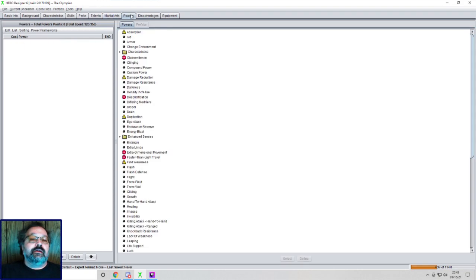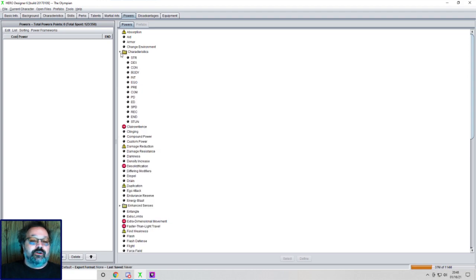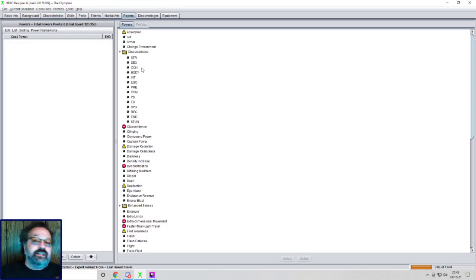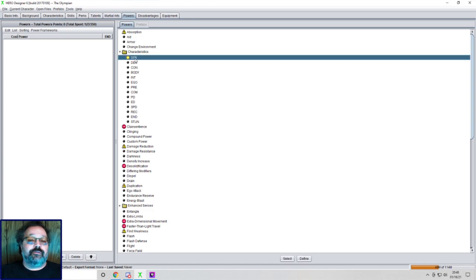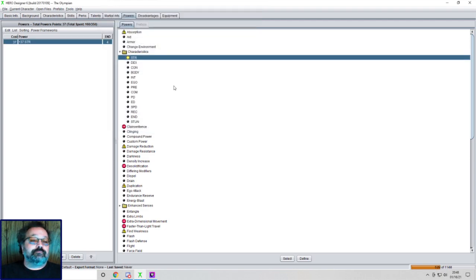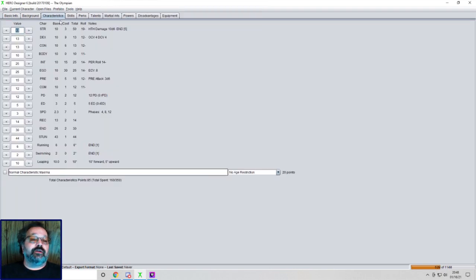Alright. So the first thing we're going to do, we're going to add some characteristics. Now I could come over here and do that in the characteristics tab. But since they are his powers, let's keep them in the powers tab. So the first thing is I'm going to give him a total of 50 strength. So that's plus 37 strength. And bam. And so now we come over here to the characteristics.